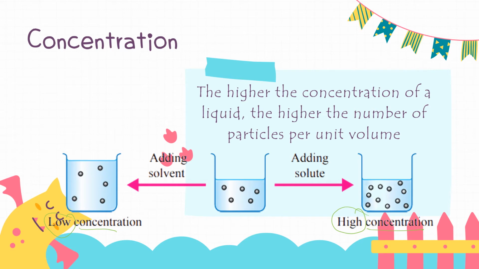Okay, so if we notice the number of particles, when low concentration, the number of particles is low. For high concentration, the number of particles is higher. Okay, so different concentration will affect the rate of reaction.